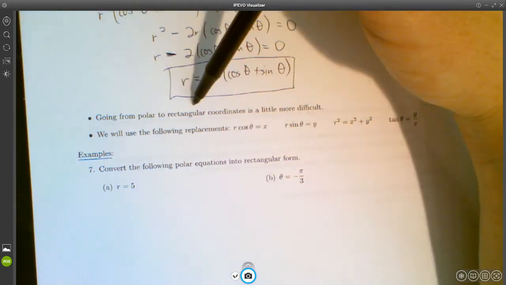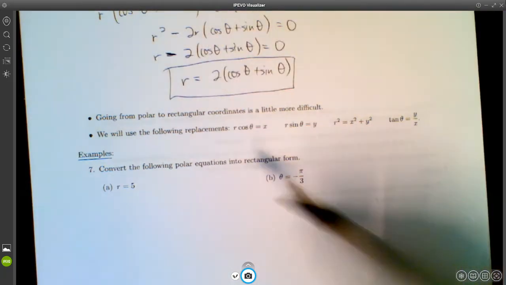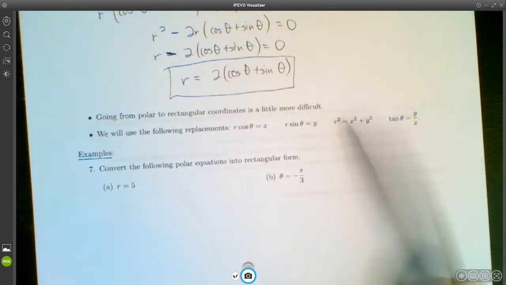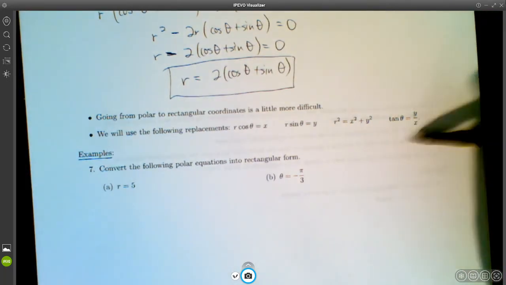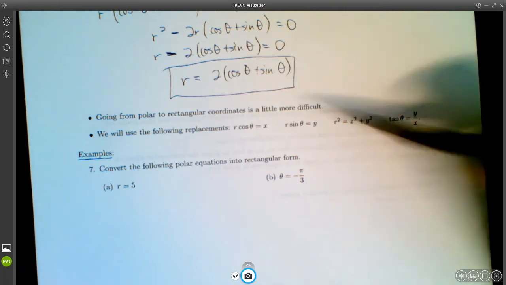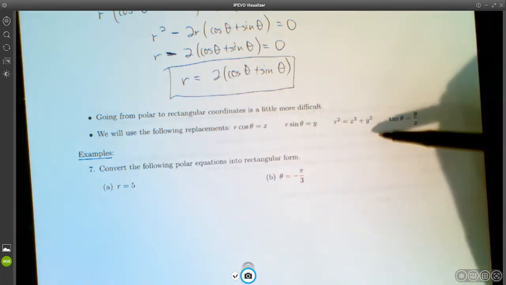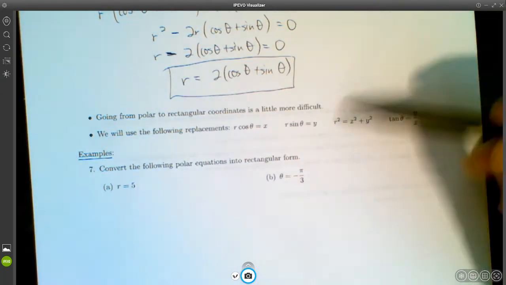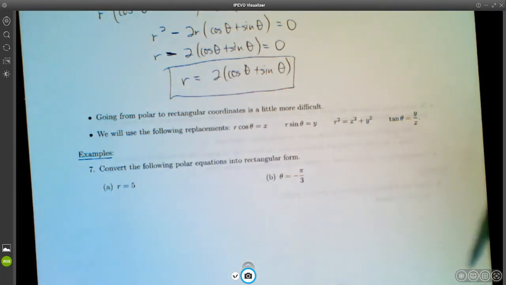To go from polar to rectangular is a little more difficult. These are some replacements that could come in handy, and hopefully they all make sense to you, right? Like we know that tangent theta is y over x. You know that x is r cosine theta, y is r sine theta. We also know from the Pythagorean theorem that x squared plus y squared equals r squared, right? So all of those things could potentially come in handy. I'm going to give you 4 examples because I think between the 4 examples, you'll see pretty much all the standard tricks.